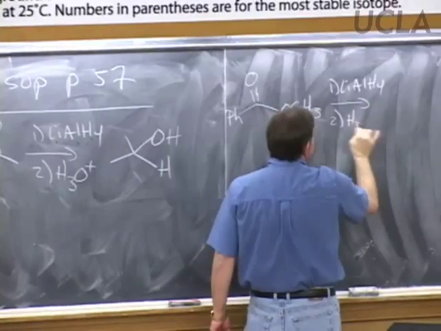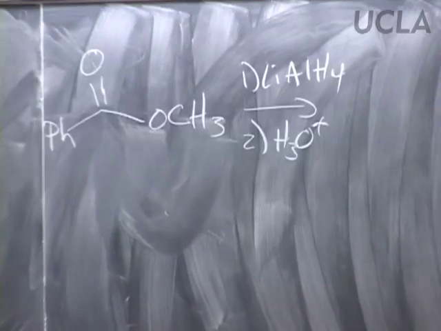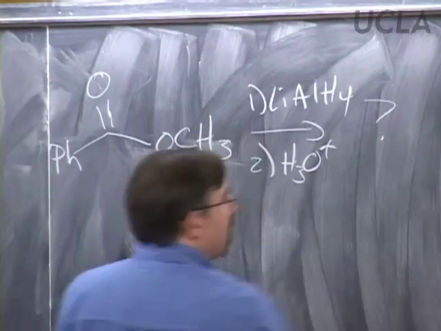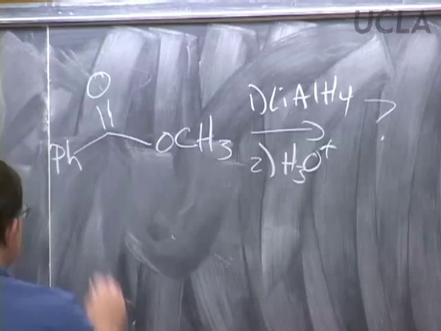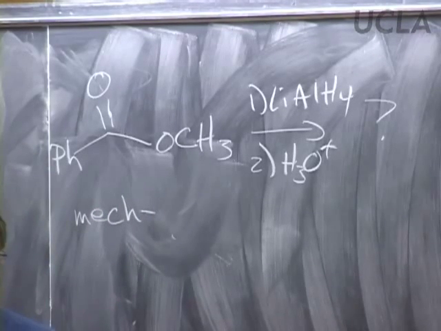So we're going to ask the same question: if we take an ester and react it with lithium aluminum hydride followed by H3O+, what are the products going to be? Figure that out in the same way we figure it out every time we ask this question. What is the mechanism? All right, so let's start with what do we do?